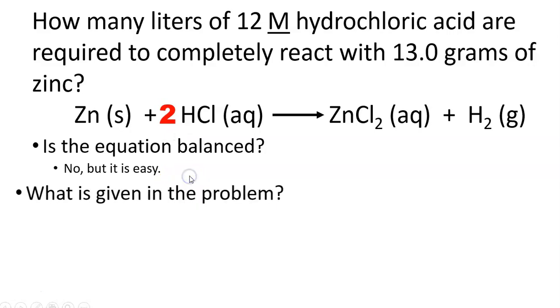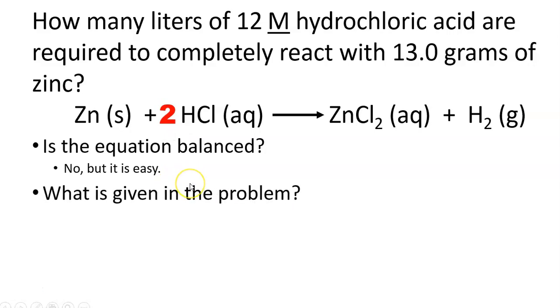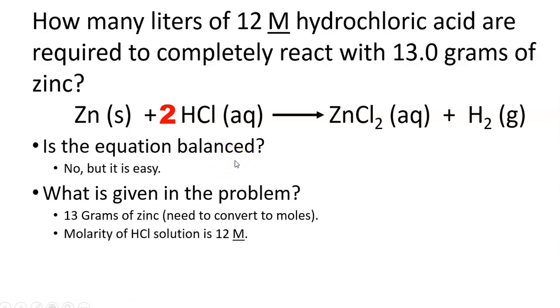All right. Next question. What is being given to us in the problem? Well, they give us two things. 13 grams of zinc is what we're going to be reacting. And they also tell us the molarity of the hydrochloric acid solution is 12 molar. We're going to need to figure out something with that at the end.